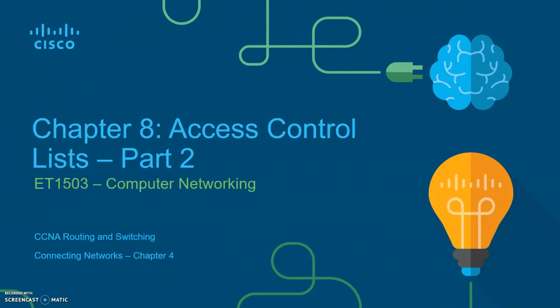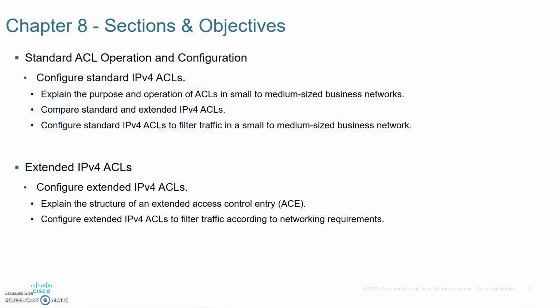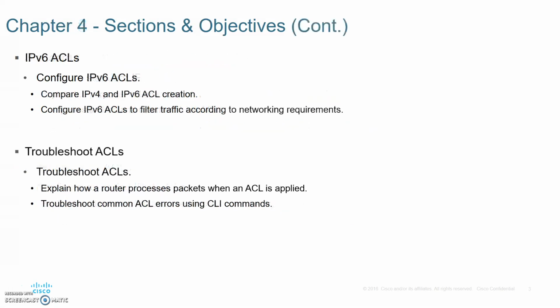Okay, Chapter 8 on Access Control List Part 2. In this chapter, we'll review what we have learned in Chapter 7, that is Standard Access Control List. And then we'll look at Extended Access Control List for IPv4, followed by IPv6 Access Control List. And finally, we'll look at some of the common ACL problems or errors and how we troubleshoot them.